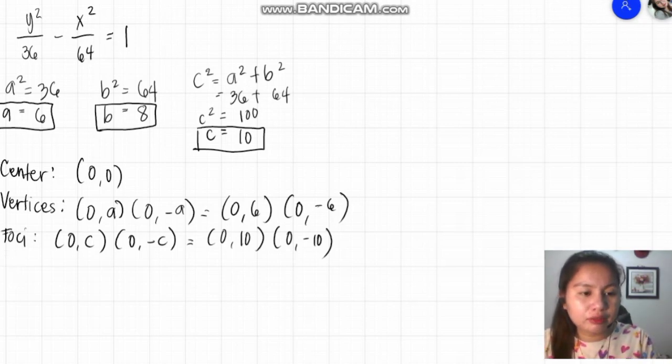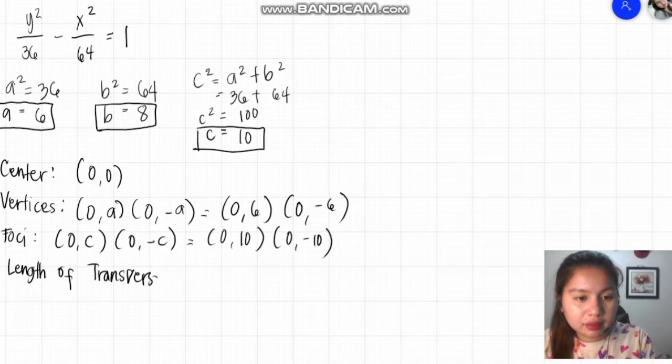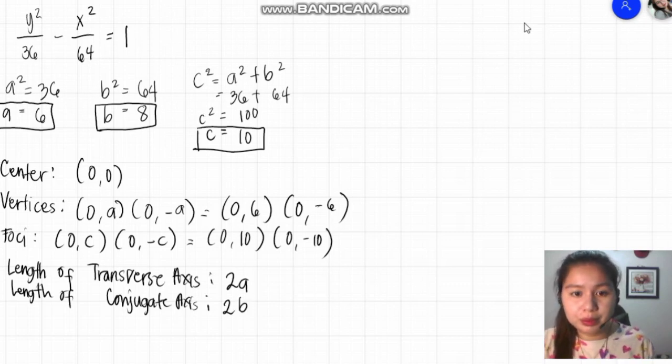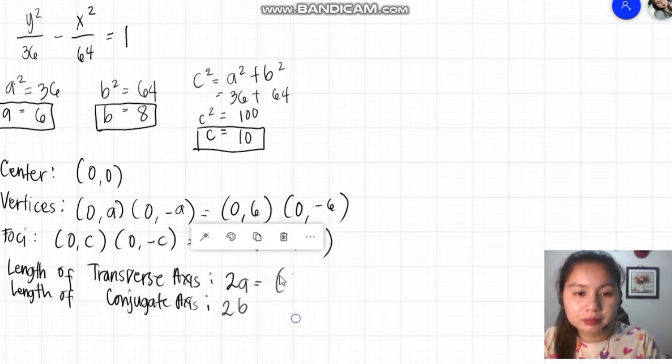Next is the length of transverse axis, and then we have the length of conjugate axis. Again, laging 2a ang transverse axis, si conjugate naman ay 2b. Okay, so ang transverse axis natin, since 2a, so we have, wait lang.